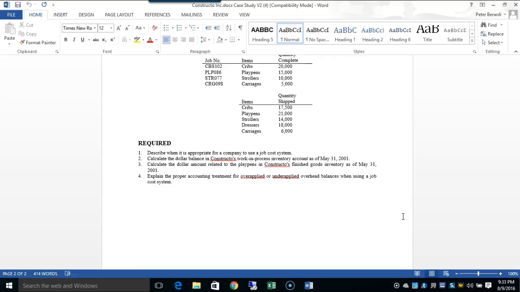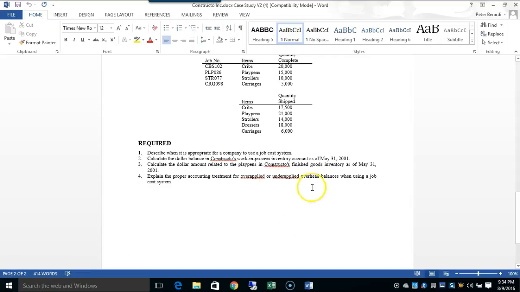2. Calculate the dollar balance in Constructo's work in process inventory as of May 31st. So calculate the work in process ending inventory balance. 3. Calculate the dollar amount related to the playpens in Constructo's finished goods inventory as of May 31st. Explain the proper accounting treatment for over-applied or under-applied overhead balances when using a job cost system.